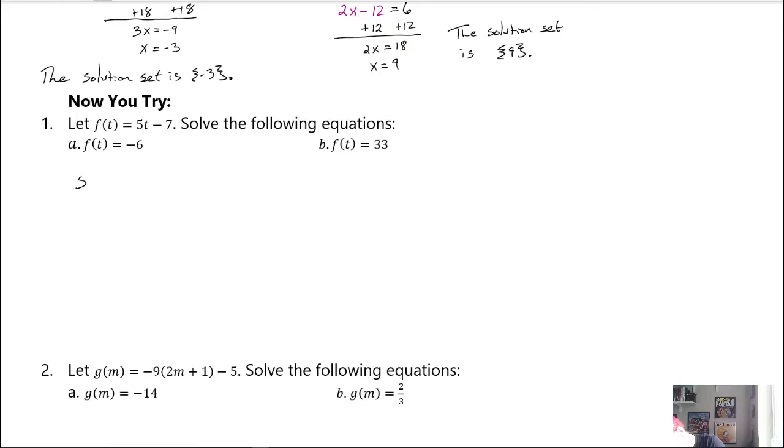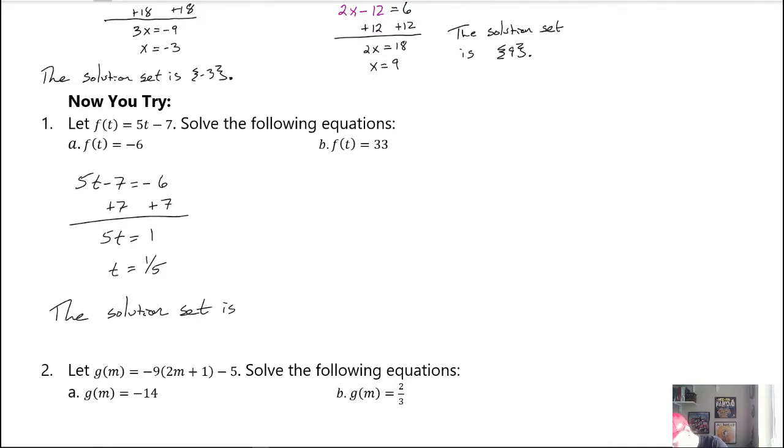So what we do is we set up 5t minus 7 equals negative 6. Add the 7 to both sides. Get 5t, not 7, equals 1. Divide by 5, get t equals 1/5, and write the solution set is the set containing the number 1/5.